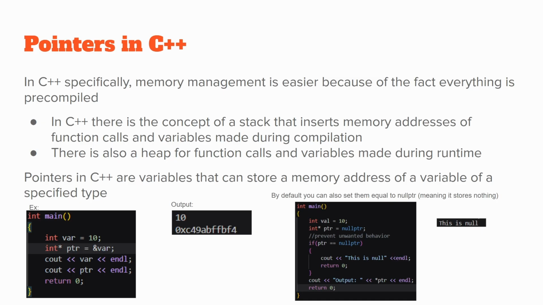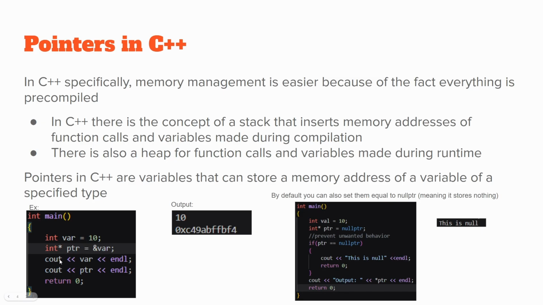Pointers in C++ are variables that can store a memory address of a variable of a specified type. So, for example, in my int main over here, I have an int var equal to 10, and then I declare a pointer, which is equal to the memory address of var. I'll go a little bit more in depth with the syntax of a pointer, but for now, all you need to know is that a pointer is declared whenever an asterisk is next to it, and whenever it points to a memory address of a variable specified by this ampersand sign.